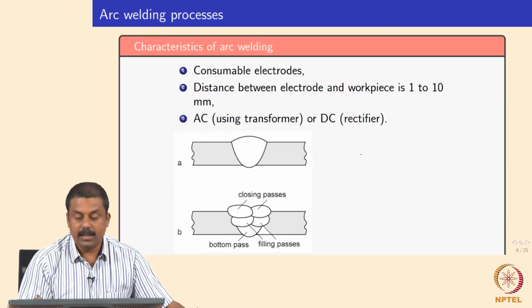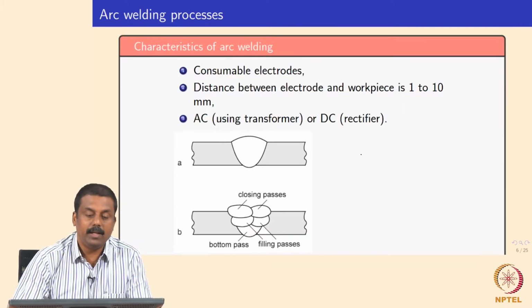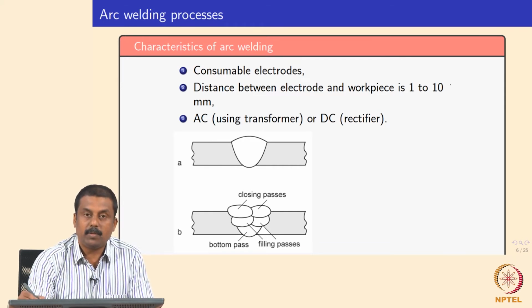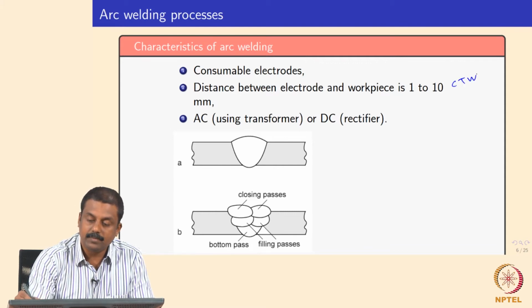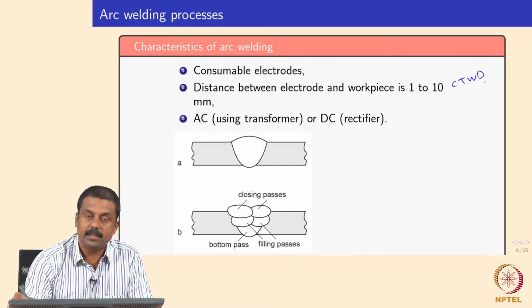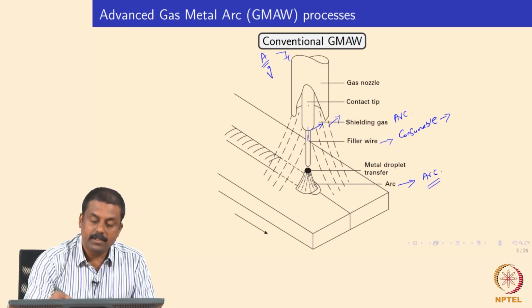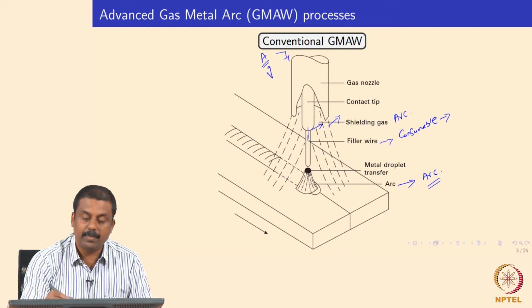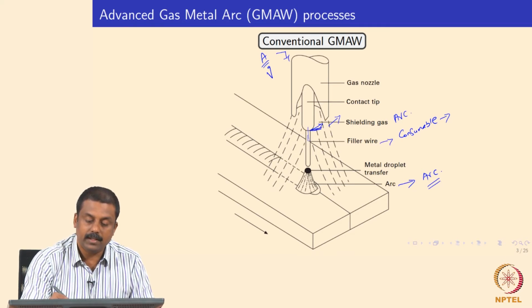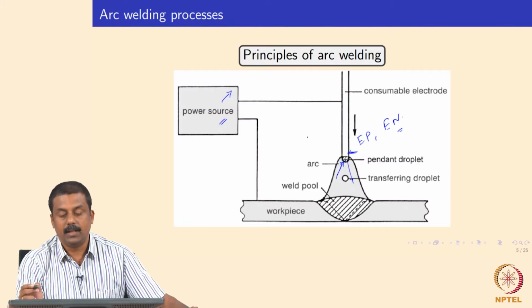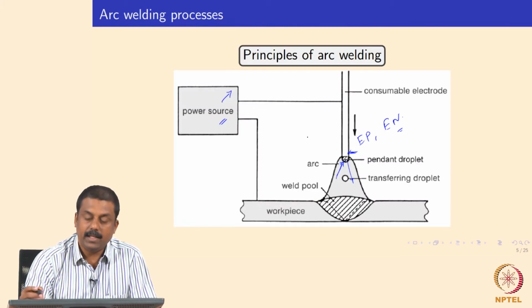If you look at the actual characteristic of the arc welding process, we use consumable electrodes. Generally the distance between the electrode and workpiece is sometimes known as CTWD, the contact tip to workpiece distance. The contact tip is the container which transfers the electrode towards the workpiece, and the distance between the contact tip and the workpiece is very critical, because that determines the stick out length, and the stick out length is one of the important parameters which determines the melting rate of the electrode.